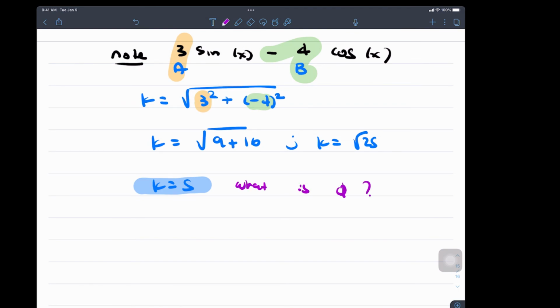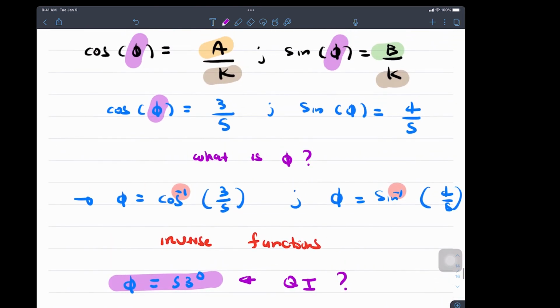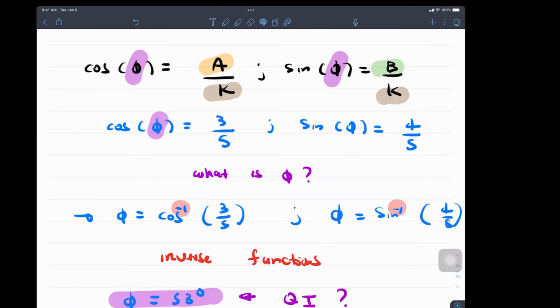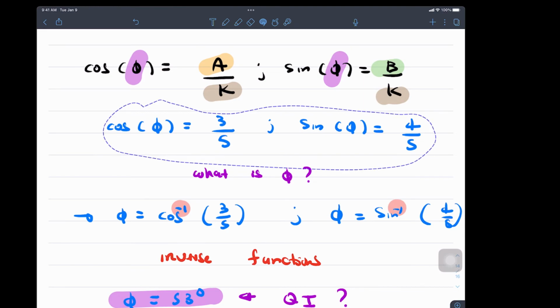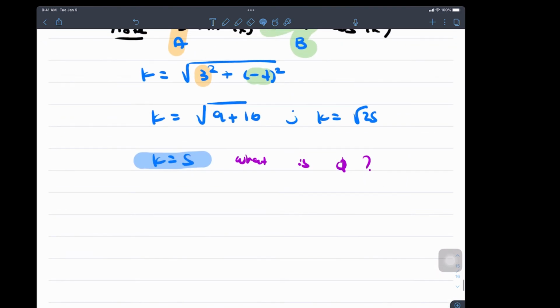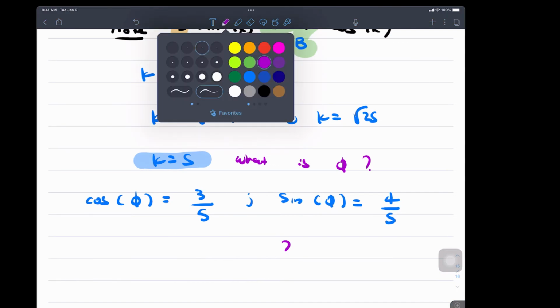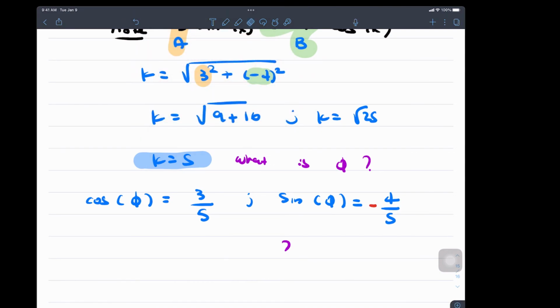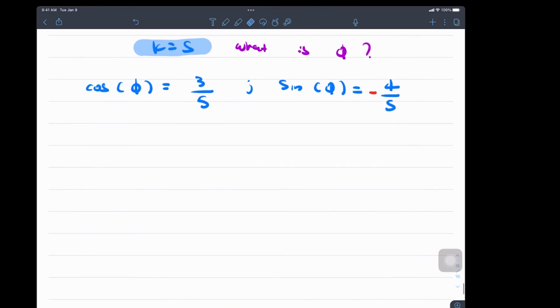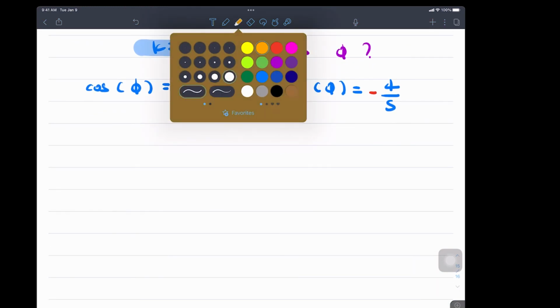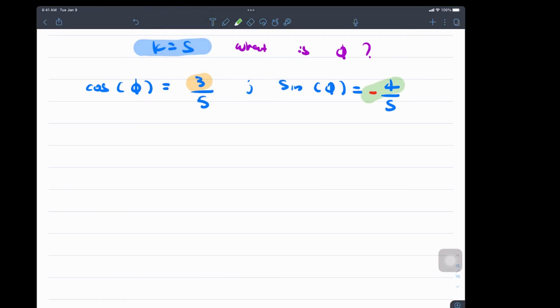Phi. So if you go back to these equations now, what changed? Do you guys know what changed here? Yeah, the sign changed. Is that right? For the B value is different. It's opposite. So I want you guys to consider this. This is going to be what? Negative. Is that right?